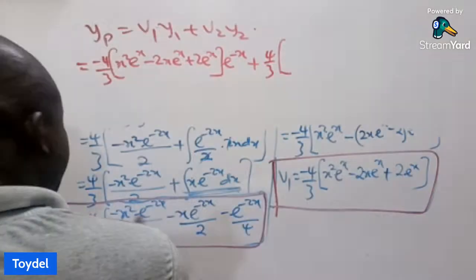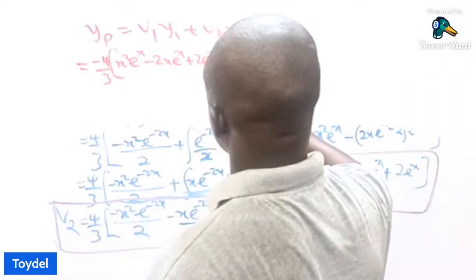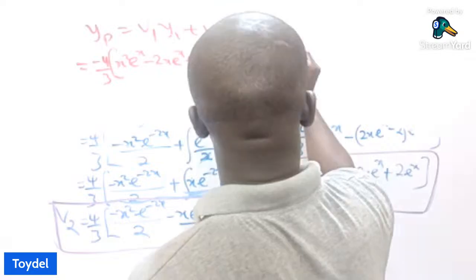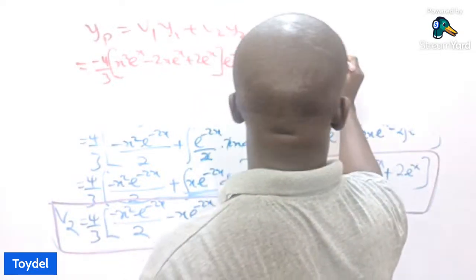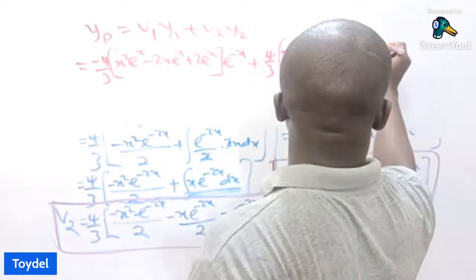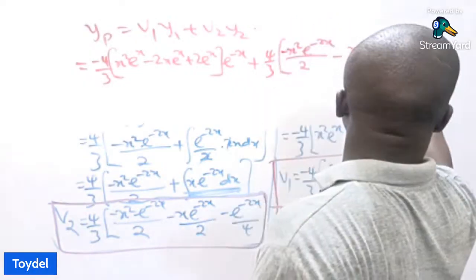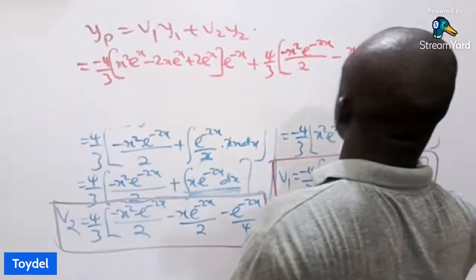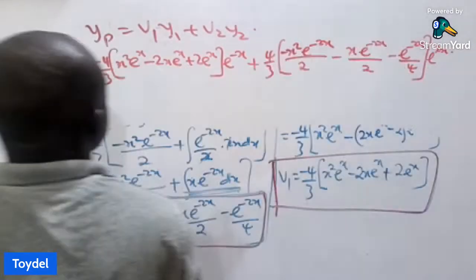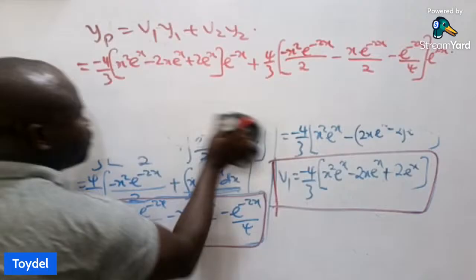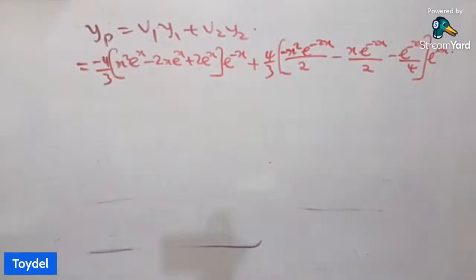I can open up into brackets, or let me just write it like that: x squared e^(-2x) all over 2 minus x e^(-2x) all over 2 minus e^(-2x) all over 4, into bracket. What is y2? y2 is exponential 2x. If I now solve this, I will be able to get the value of the particular solution. So what will happen here?